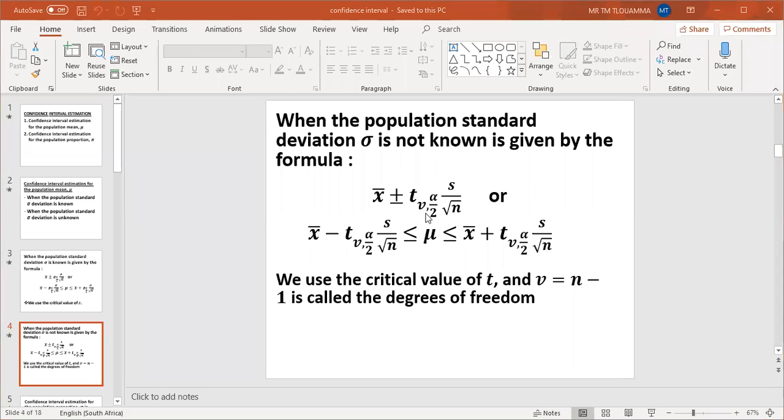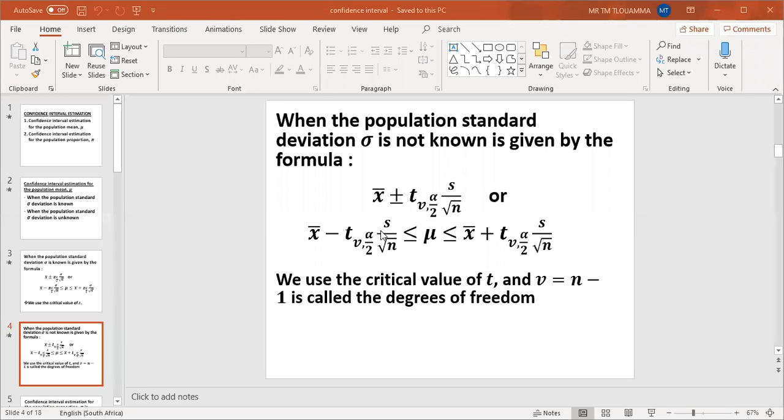Then comma, theta divided by 2, then multiply by what? By S, because in this case our population standard deviation is unknown, meaning we are forced to use S, which is the sample standard deviation, divided by the square root of n. The same applies as what we did on the previous slide when the population standard deviation is known. And our answer should also be in the form of intervals.